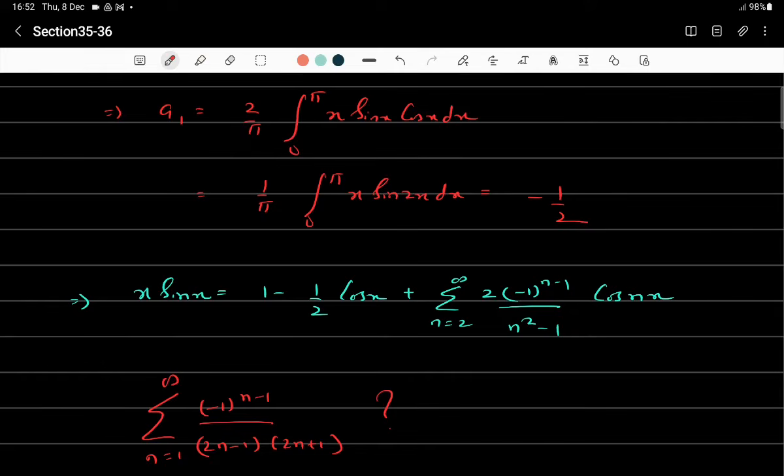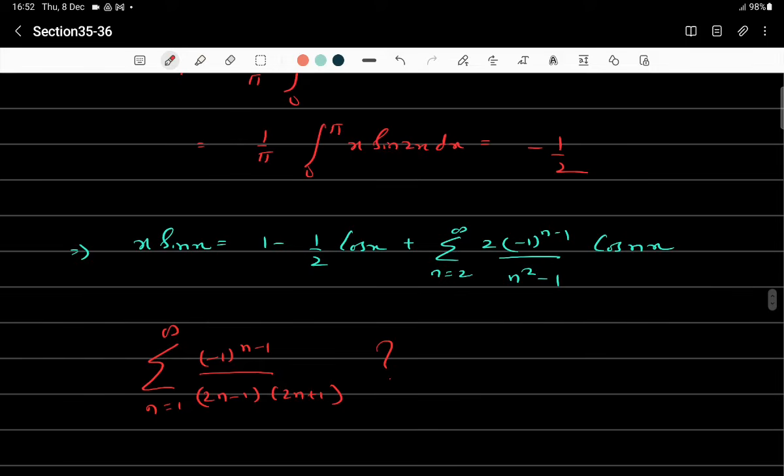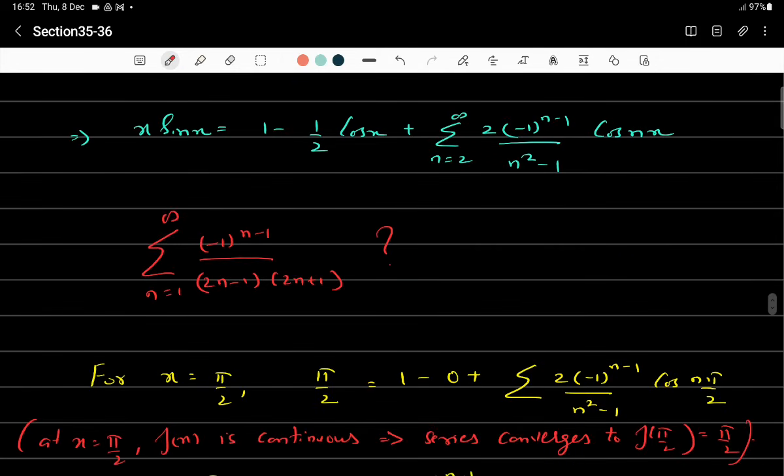So think what could be the appropriate value. If I choose x is equal to pi by 2, then the left hand side would be pi by 2 and the right hand side would be 1, and cos pi by 2 is 0 and cos n pi by 2. But here you should mention that at x is equal to pi by 2, f of x is continuous, and therefore the series converges to f of pi by 2, which is pi by 2, and that is why you can write the left hand side to be pi by 2, because f of x is continuous at this point.